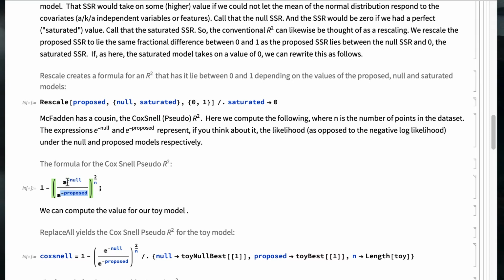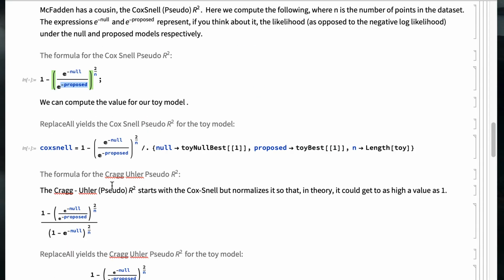And then we're going to inverse log it, and the inverse of log is to exponentiate it. So the only other thing we flip is now null is in the numerator and proposed is in the denominator. And if that weren't all awful enough, for reasons that I will not go into, you have to exponentiate that ratio by the number 2 divided by n, where n is the number of rows in the database. So that's your formula. You do not have to memorize that.